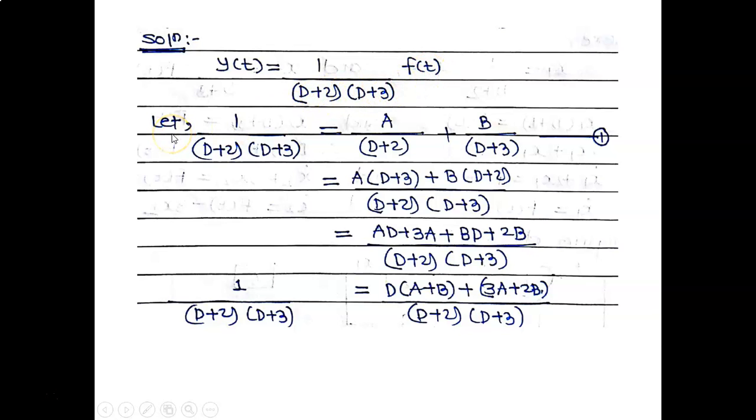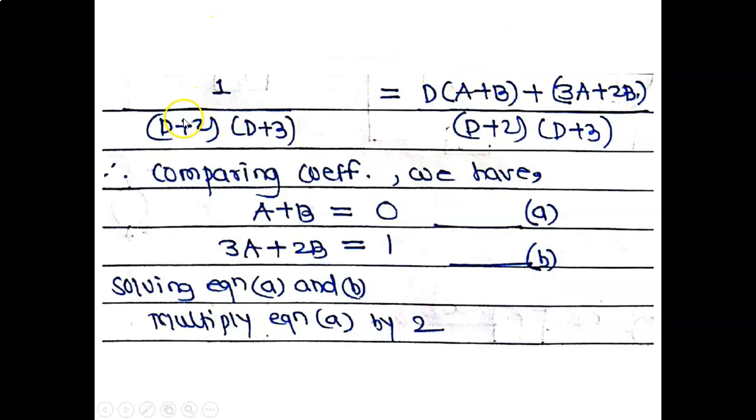For parallel programming, 1 divided by (D plus 2)(D plus 3) is equal to A divided by (D plus 2) plus B divided by (D plus 3), which is equal to A(D plus 3) plus B(D plus 2) divided by (D plus 2)(D plus 3), which is equal to AD plus 3A plus BD plus 2B divided by (D plus 2)(D plus 3), which is equal to D(A plus B) plus (3A plus 2B) divided by (D plus 2)(D plus 3). On the left hand side the same value is there, 1 divided by (D plus 2)(D plus 3).